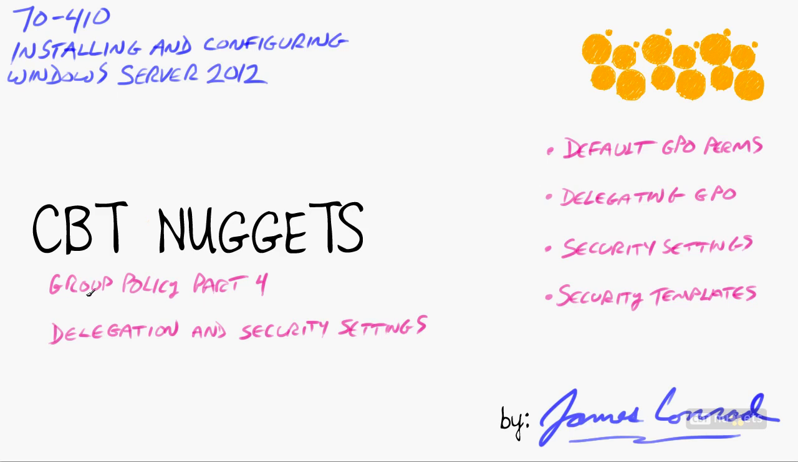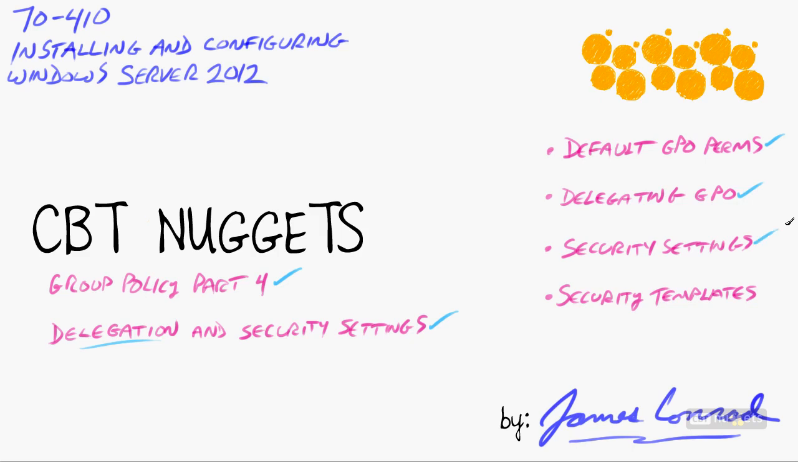In this nugget, we took a look at group policy. This was part 4, where we took a look at the ability to delegate group policy objects as well as the security settings. We started off, though, by talking about the default group policy object permissions. For example, remember, domain admins and enterprise admins always have full control over the group policy objects. But you can also delegate GPOs to other folks, such as help desk or somebody that you want to be able to link a policy but maybe not create their own.